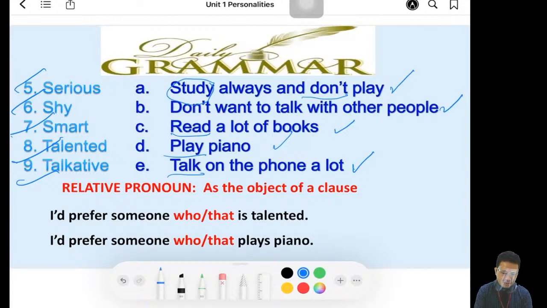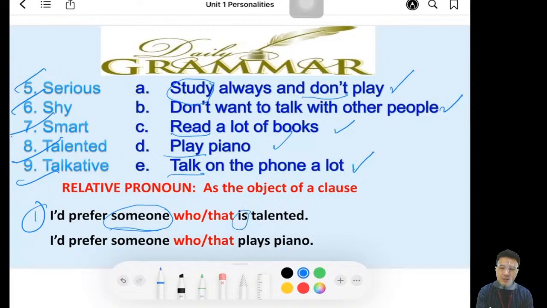In the next sample sentences, we will be using them in another form of verb, which is in the present simple tense. A while ago, we focused on the relative pronoun as the subject of a clause, meaning we are looking for who or what is the person being talked about. The first sentence here is, I prefer someone who or that is talented. So what is our object in the sentence? Okay, good. The object in the sentence is someone. And then, take note, we use the verb is.